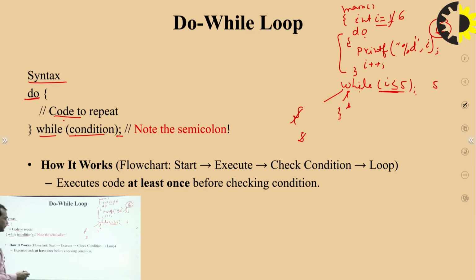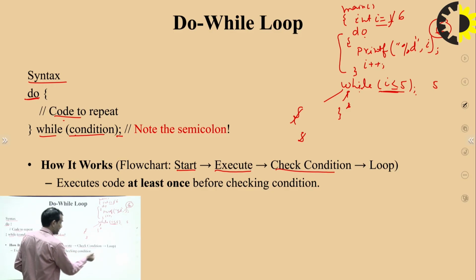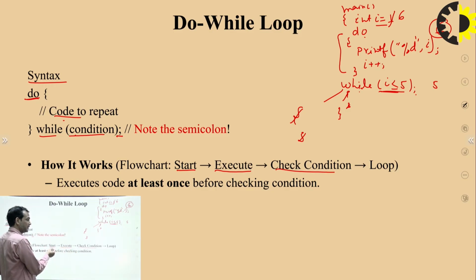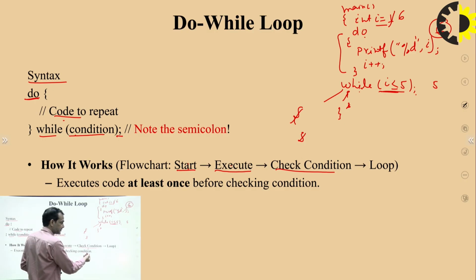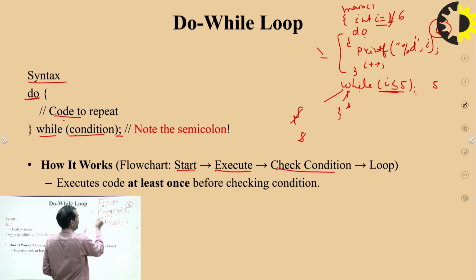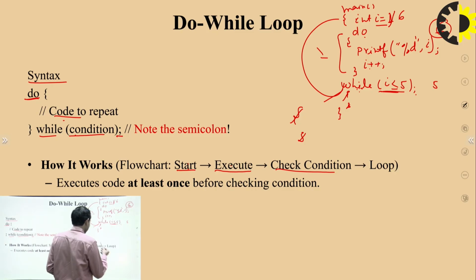So how will it work? Firstly we start, then execute, and after that it checks the condition. In the previous loops we start, then check the condition, then execute, but here it will be start, execute, then check the condition, and again go to the loop. Meaning i equal to 1, it prints 1, then i plus plus, it checks whether 2 is less than or equal to 5, and again it goes. So it checks again and again.